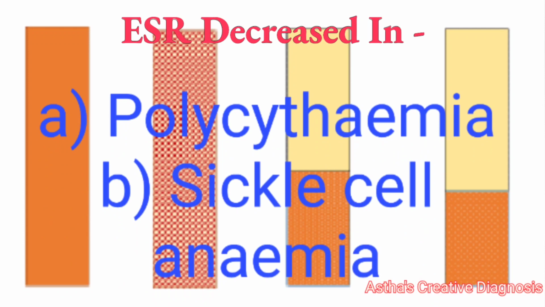ESR decreased in: A. Polycythemia. B. Sickle cell anemia.